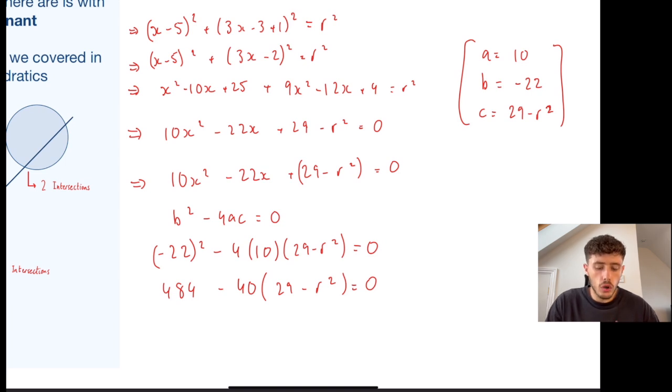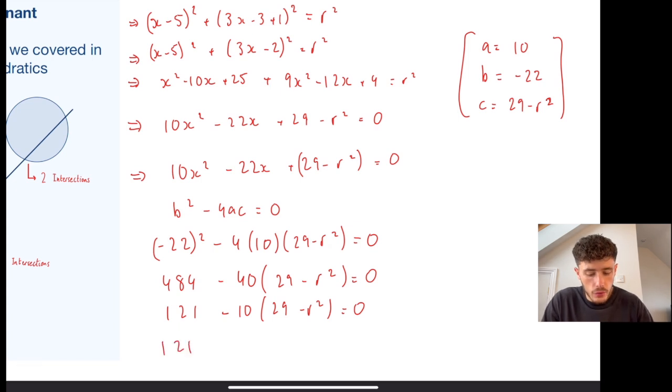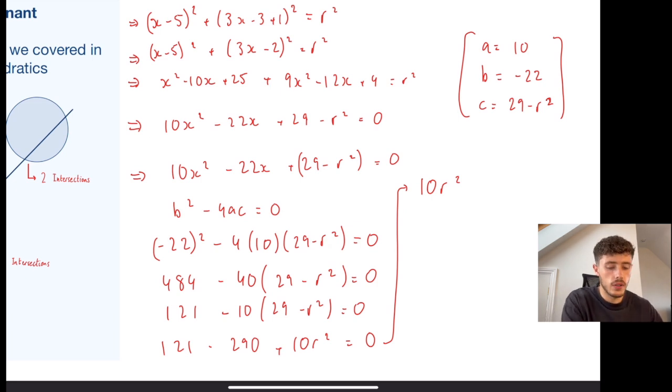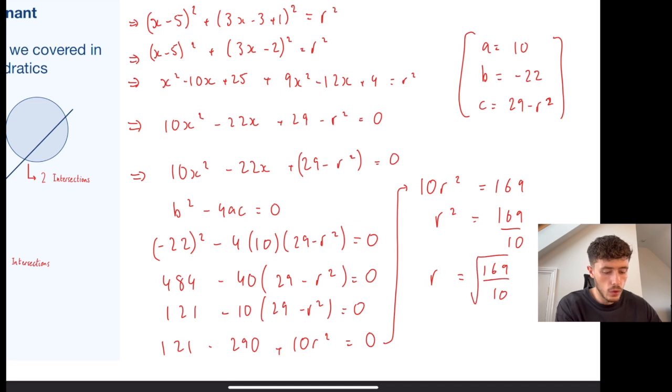Again, purely to stop yourself from having to deal with the big numbers, we can divide this by 4. So that's going to leave you with 121 minus 10 times 29 minus r squared. And then if we expand out that bracket, we've got 121 minus 290 plus 10r squared is equal to 0. So taking this into the final part of this question, we're nearly at the final answer for r. So 10r squared is going to equal 169, such that r squared is 169 over 10, and then r is going to be the square root of that, which if we put into our calculator will give us our final answer, which is approximately 4.11.